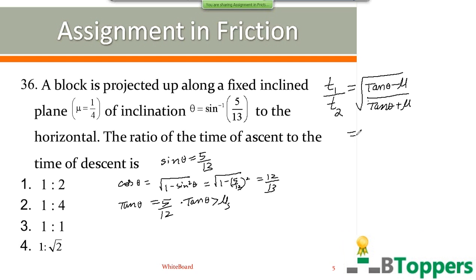So here you can substitute tan theta equal to 12/13, mu equal to 1/4. I'm sorry, tan theta is 5/12. So you can substitute tan theta equal to 5/12 both in numerator and denominator, and simplify it further yourself. Copy down the solution.